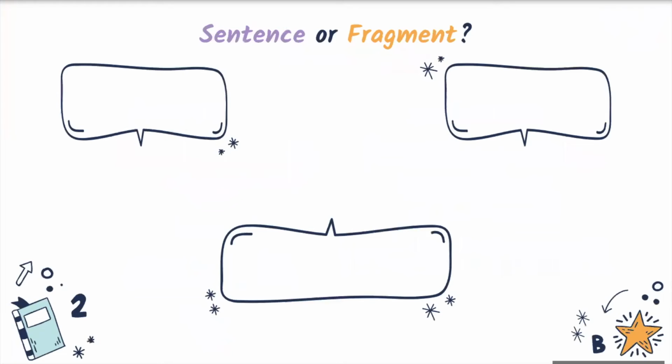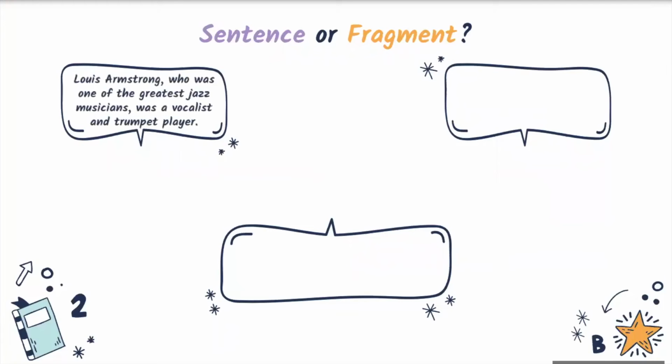Okay, so now we have this practice slide to further drill in what we covered for this video. I have a sentence here that says, Louis Armstrong, comma, who was one of the greatest jazz musicians, comma, again, was a vocalist and trumpet player. So is this a sentence or a fragment?